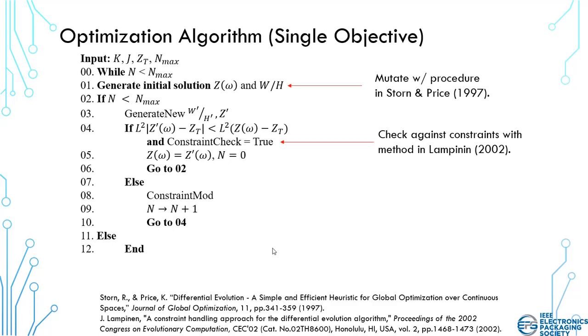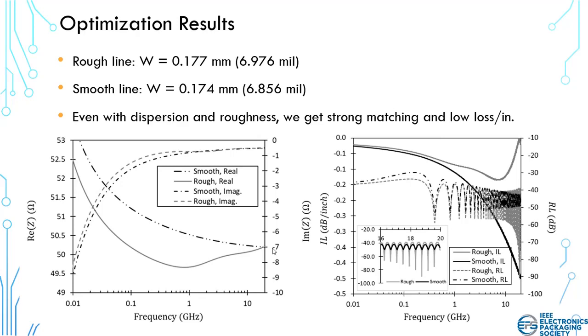So here with my optimization algorithm, I can now do my design optimization. And so I get some interesting results. And we actually see here for a rough line with dispersion, I get pretty good impedance matching with low loss. And it's actually similar width as a smooth line. So the smooth line just has no roughness and no dispersion. And I've just taken the dielectric constant at 1 gigahertz. And so even with roughness and dispersion, we get some good matching with low loss.